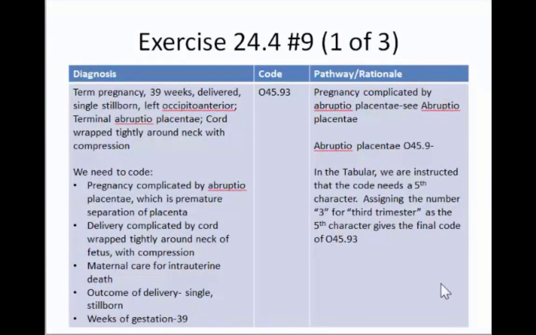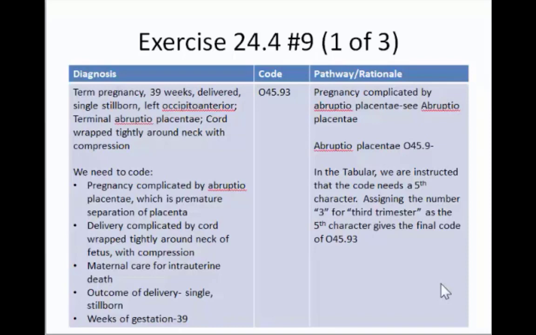Okay, let's look at another one. This is exercise 24.4, number 9. And this is a pregnancy complicated by abruptio placenta. And I looked that up. That is a premature separation of the placenta, either partially or totally, from the uterus, causing significant third trimester bleeding associated with fetal and maternal morbidity and mortality.